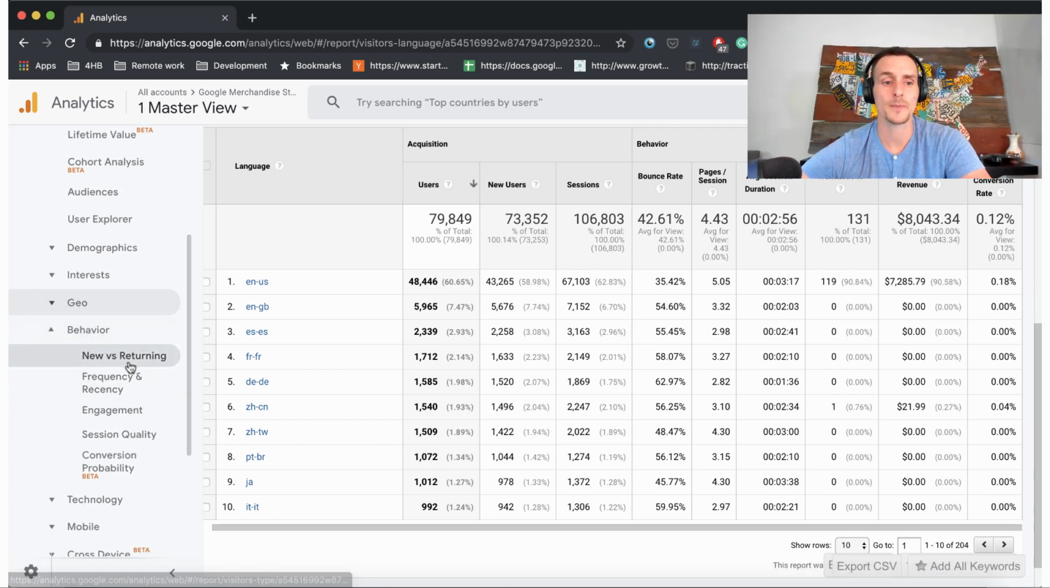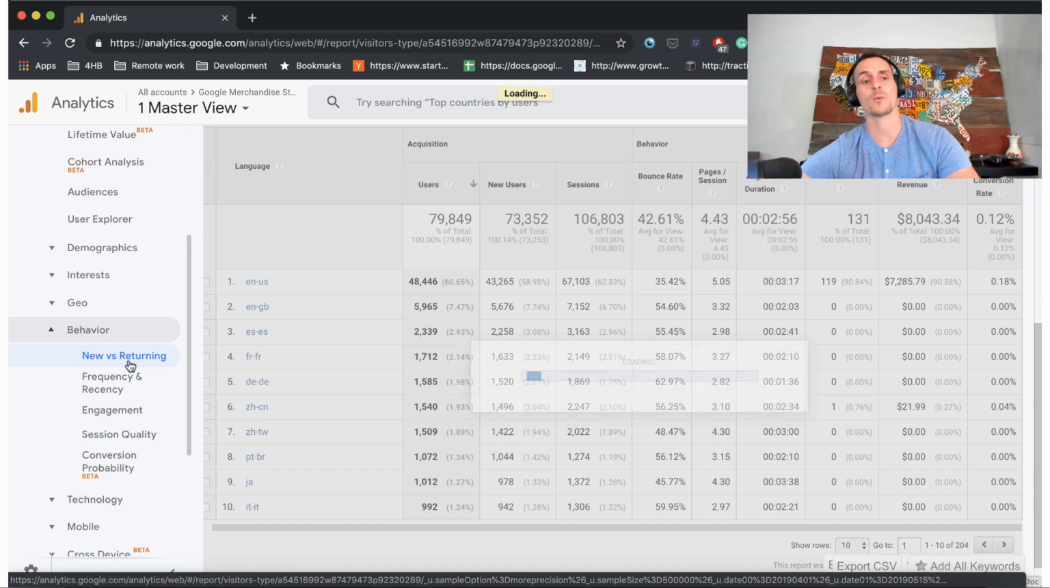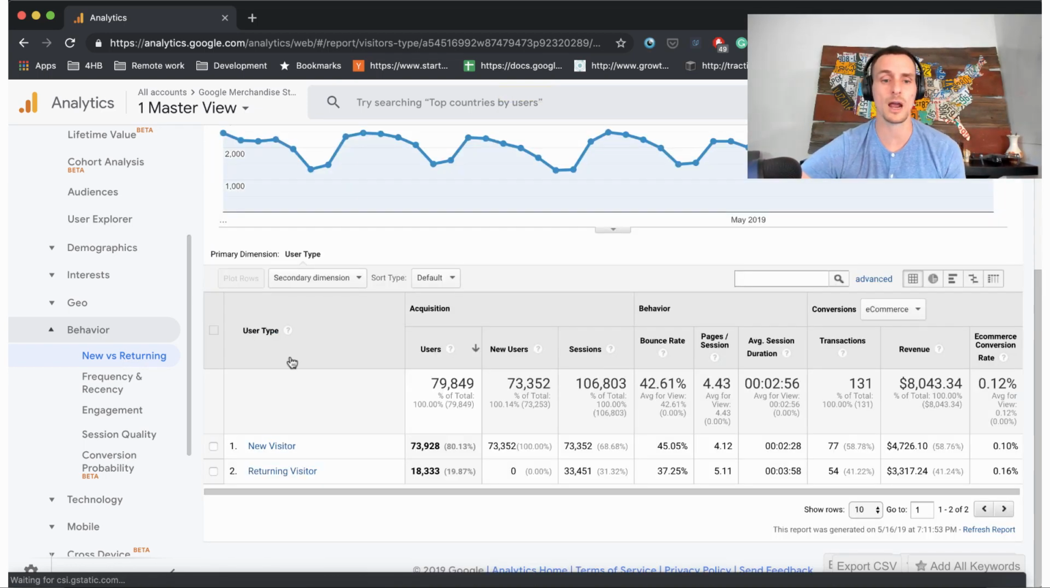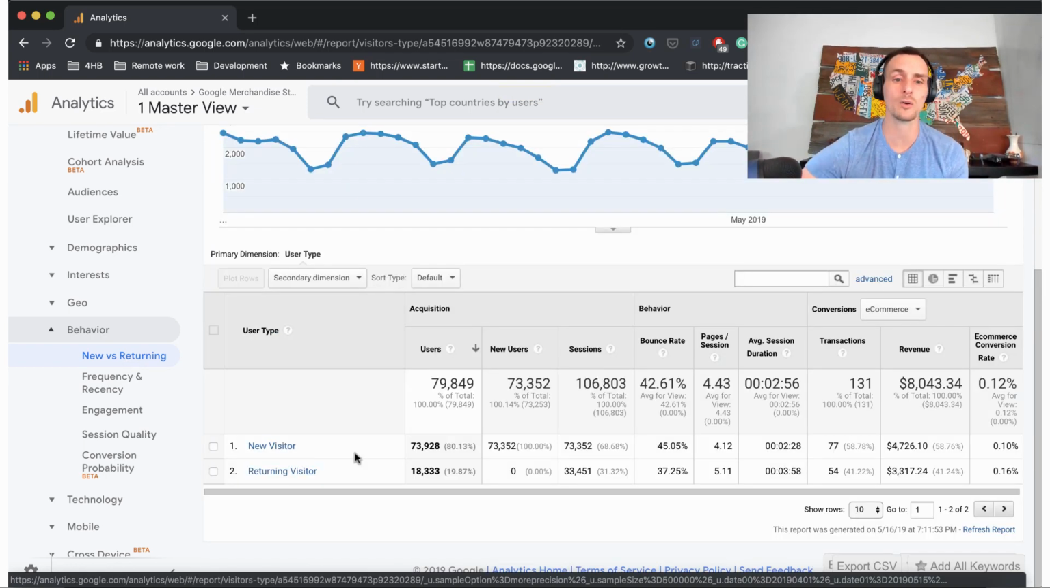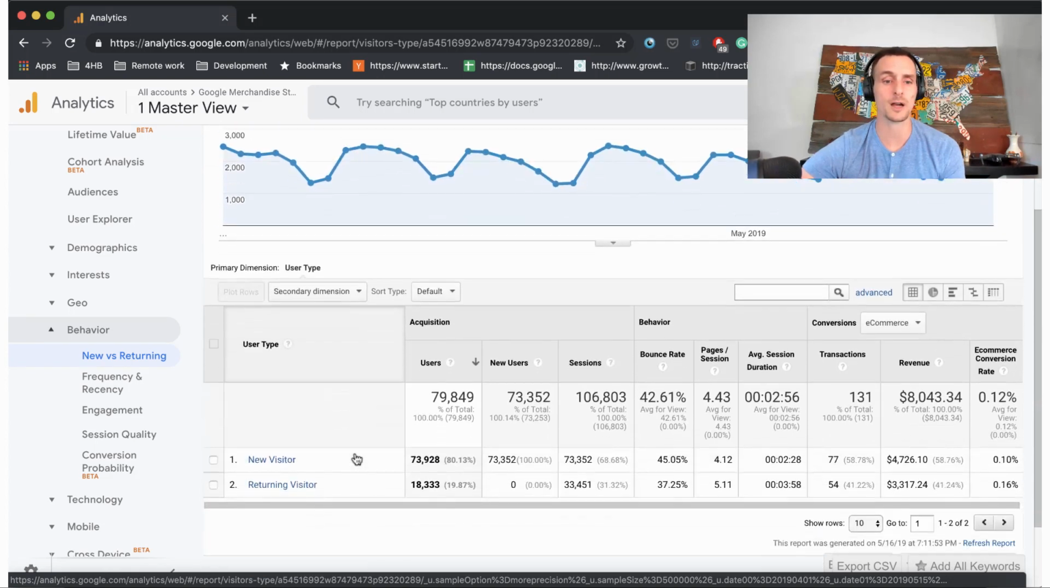The behavior reports allow you to see how users are behaving on your site. So Google will actually classify new versus returning. So if someone has come to your site for the first time versus come back multiple times, you're going to be able to see some data for how long those individuals are there, and whether or not maybe you need to improve your marketing related retention activities.